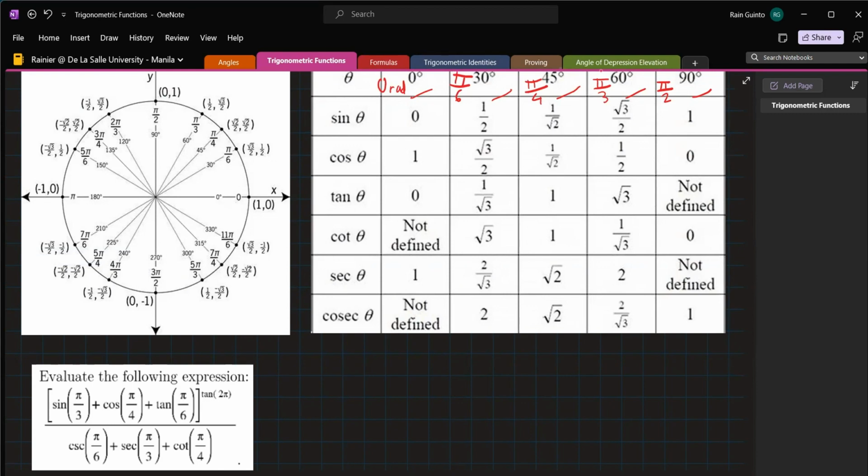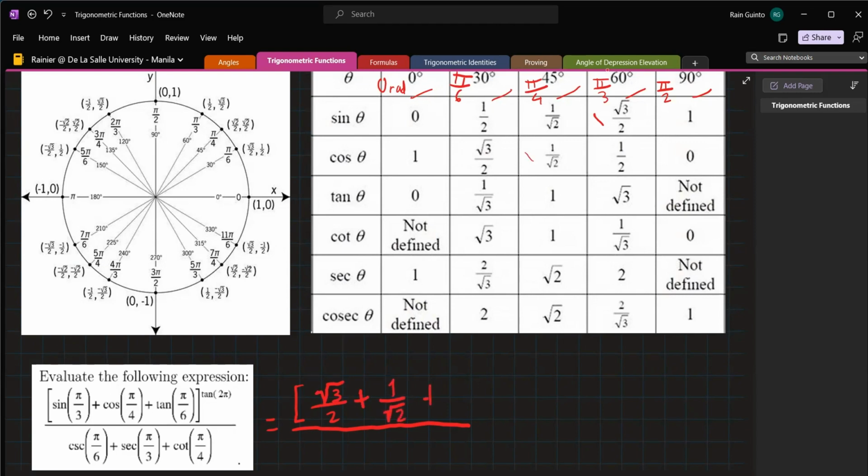So let's just do direct substitution now. Sine pi over 3. Let's find pi over 3. Its sine is square root of 3 over 2. Plus cosine pi over 4. Pi over 4 is 45 degrees, and its cosine is square root of 2 over 2.